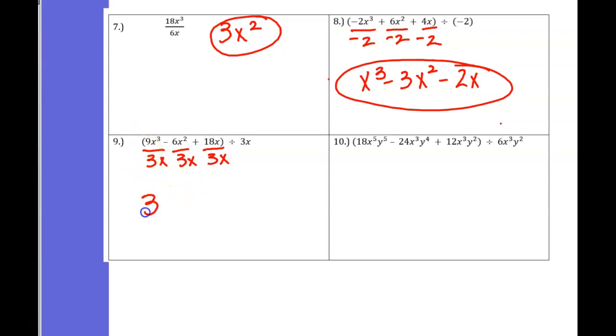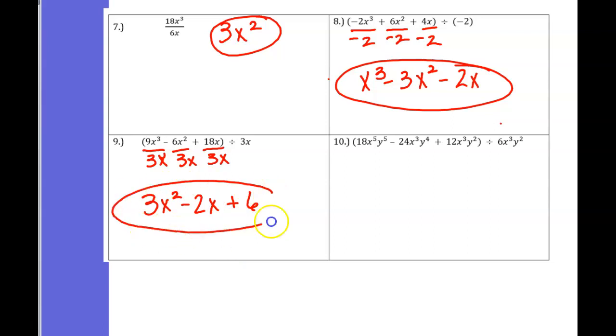9 divided by 3 would be 3. X cubed divided by x would be x squared. Then we'd have a negative 2x to the first power, and then plus 6. All right, the last one is probably the more complicated one.